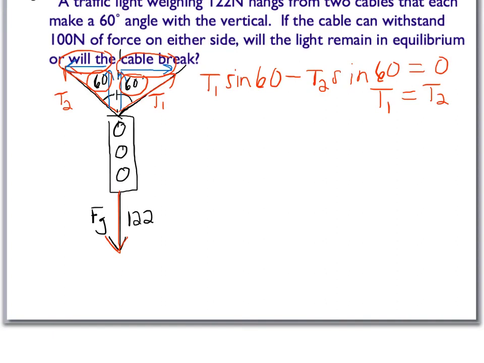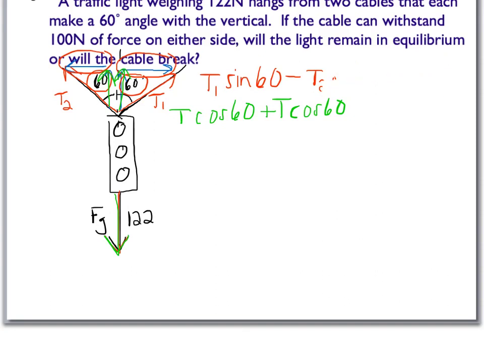So let's now look at the y direction. In the y direction, we said that we had gravity pulling down, and we had these components from each of those tension forces pulling up. So we have a T cosine of theta pulling up, and another T cosine of theta pointing up. And we also have the weight of the object that is pulling down on it. So that would be a downward or negative force. So we have a minus 122. And this should be set equal to ma.